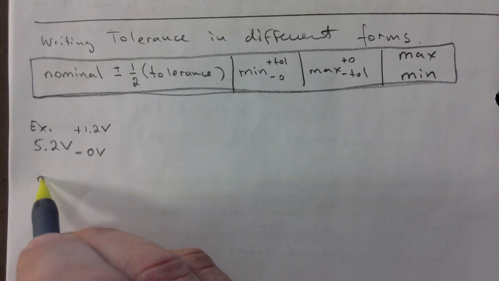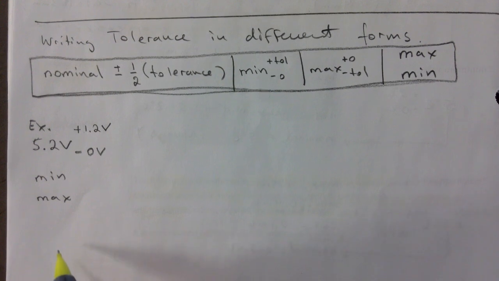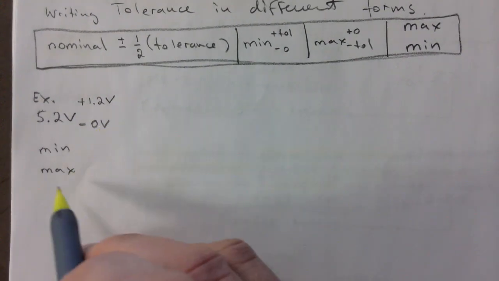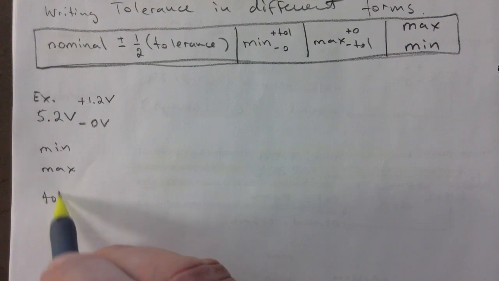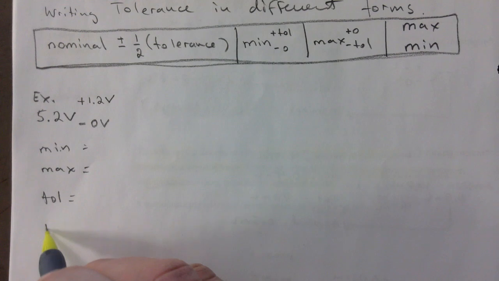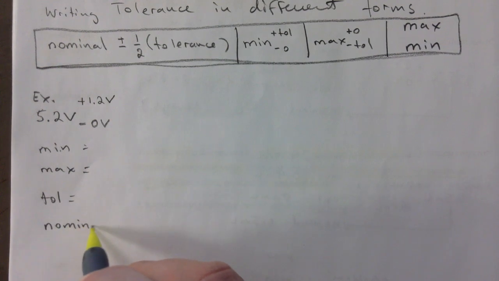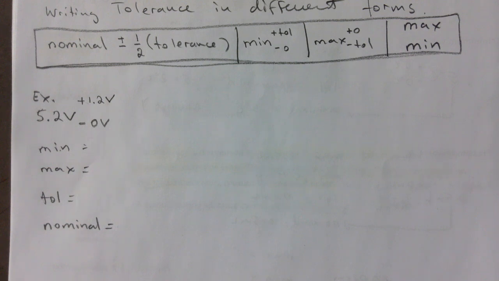I want you to immediately get these 4 pieces of information out of that tolerance. So min, max, tolerance, and nominal. These are the 4 pieces I want you to extract from any tolerance I throw at you. Okay?